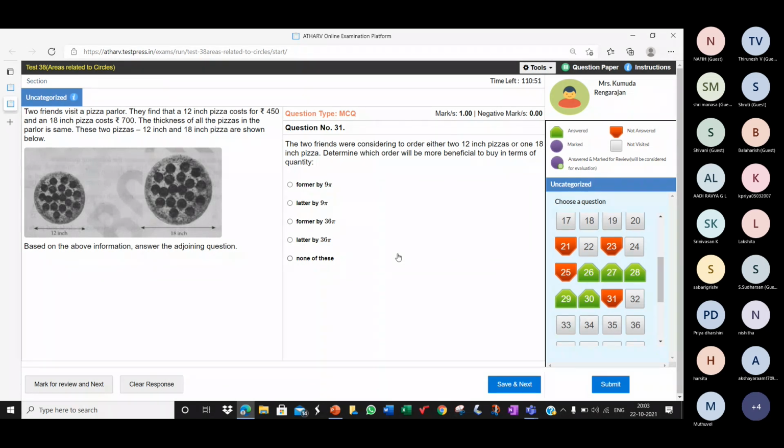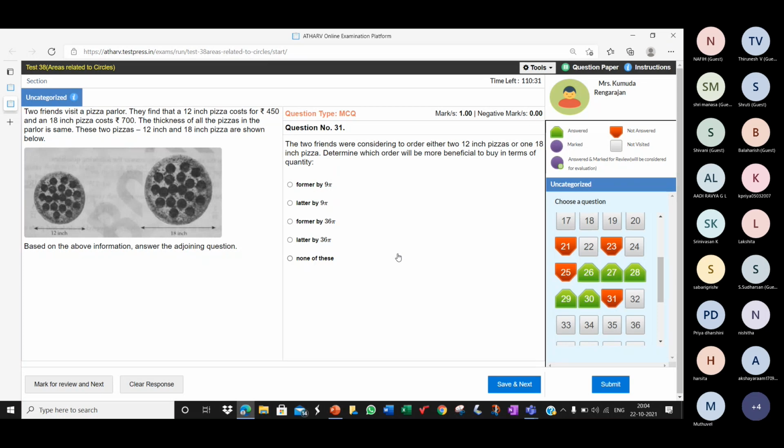So it will be 2 into 6 into 6 into pi. So 72 pi for the former one. Latter will be 9 into 9 into pi, 81 pi. So latter is bigger by 9 pi. Very good.